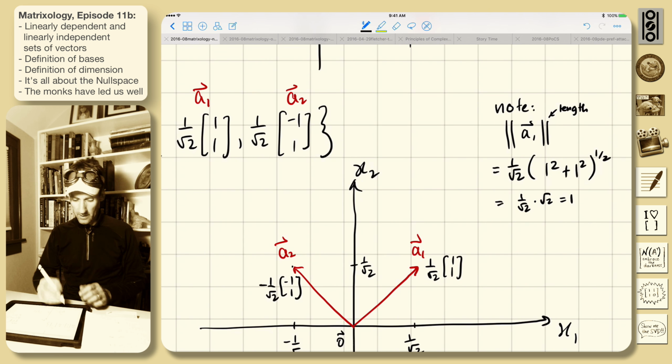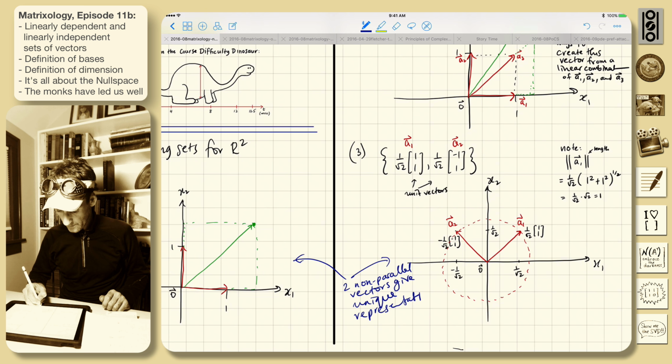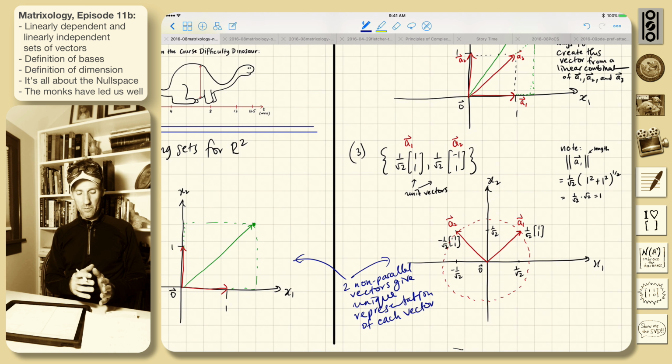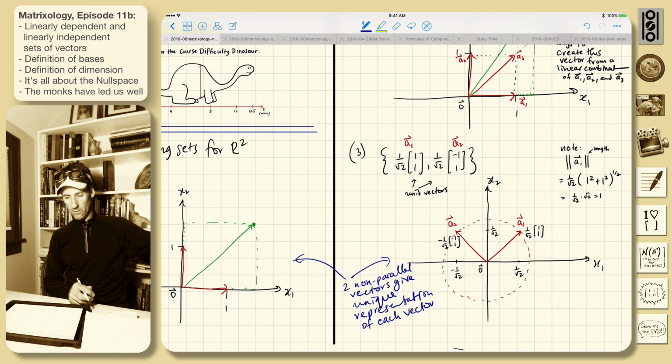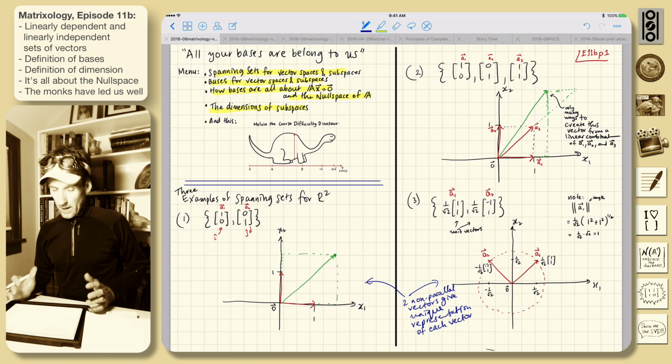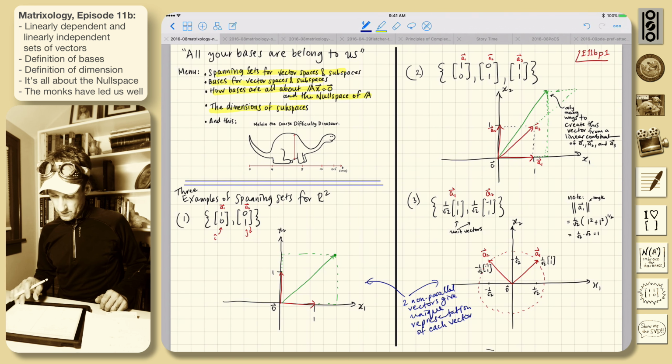So let me say it for both of these. Two vectors pointing in different directions. If they're pointing in the same direction, it wouldn't work. So two non-parallel vectors give a unique representation of each point. Representation means something times the first vector plus something times the second vector equals the vector you're trying to point to. Okay, infinitely many solutions. So we're getting there.